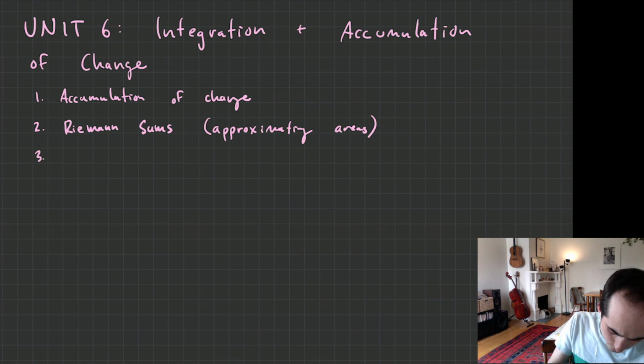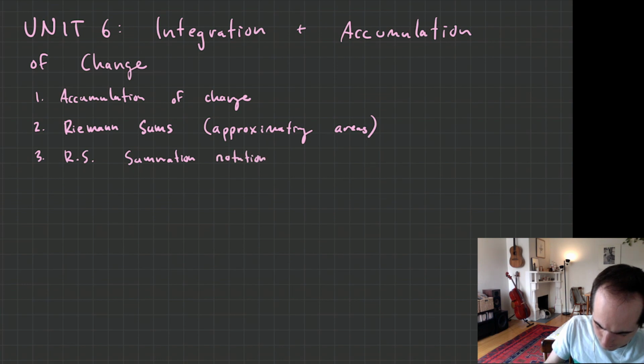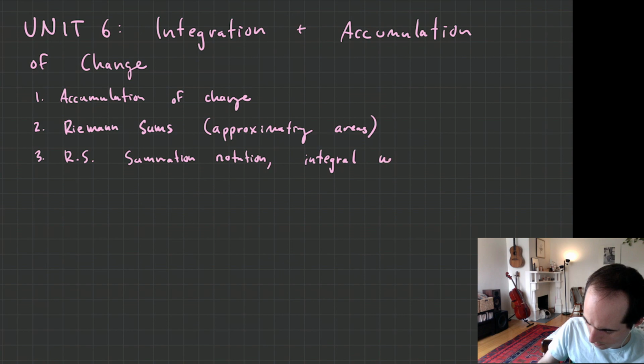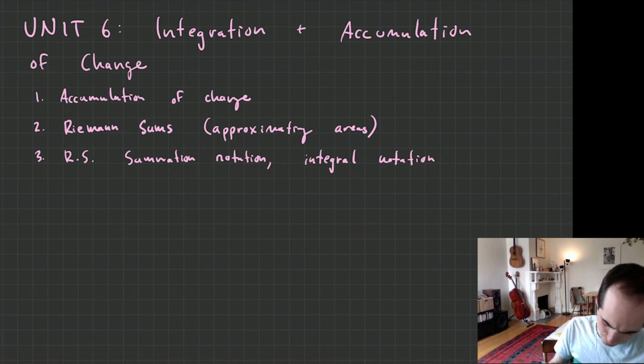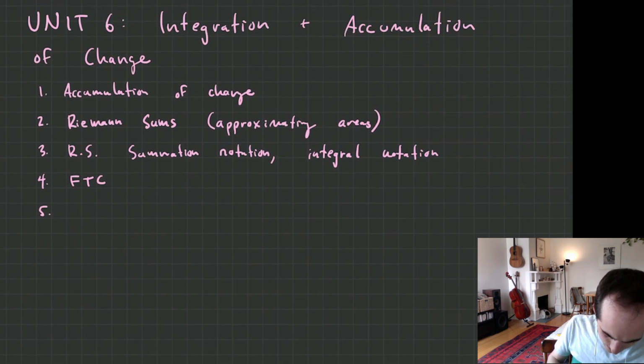6.3 is more Riemann sums, but with Riemann sums there's also, I'll just write RS, summation notation. Okay, and we've got a lot of experience with sums. And then integral notation. So what do those integral symbols mean? All of that fun stuff. Number 4 is the fundamental theorem of calculus. I'm going to write FTC. Fundamental theorem of calculus. Kind of sounds like an important theorem.